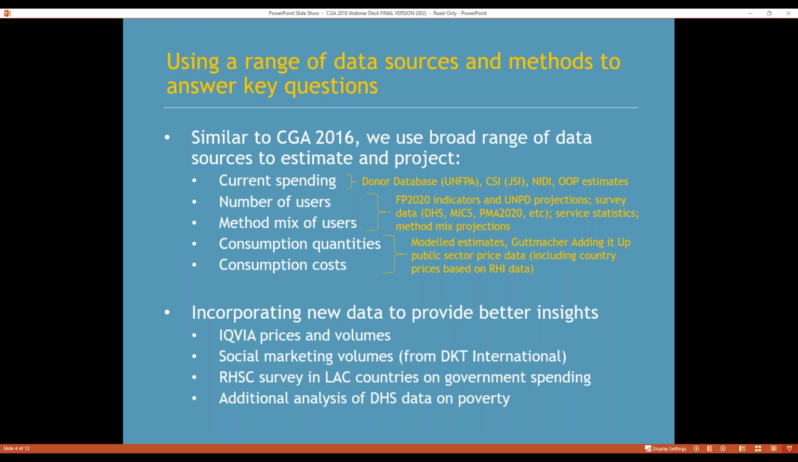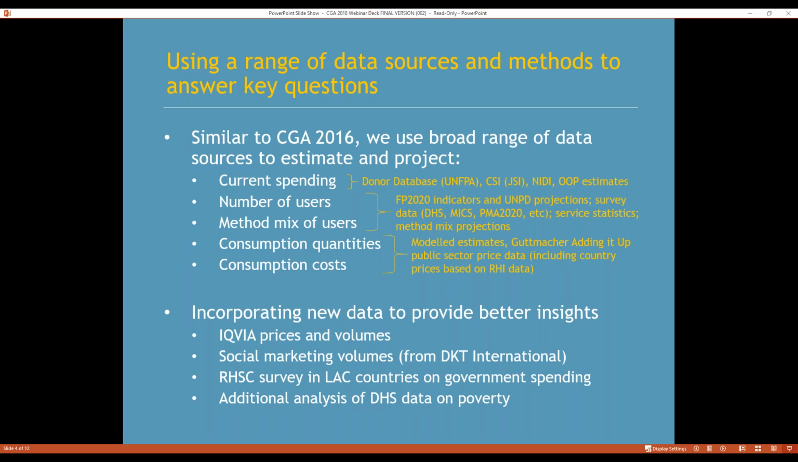And this year we updated all of these data sources, so we're making sure that we're relying on the most recently available data for all countries in order to get the best picture of what things look like now and what we think they will look like into the future. And then, as has already been noted by both Nina and John, we also this year added some new data sources and new approaches to give us better insights.